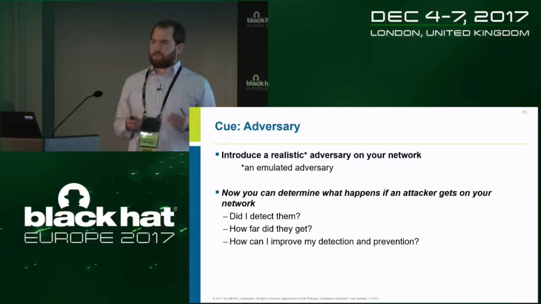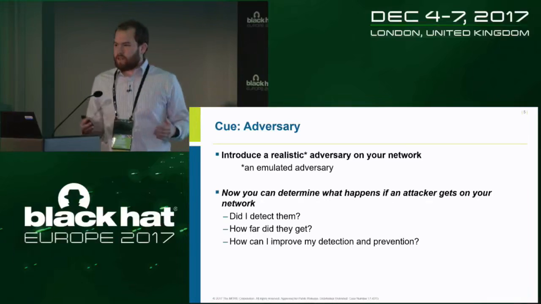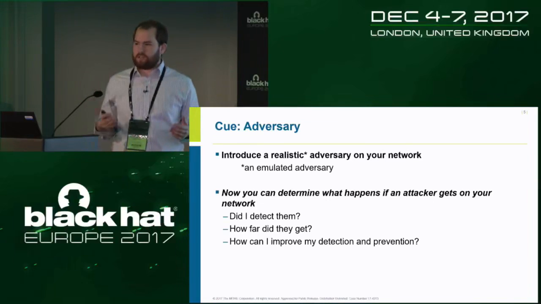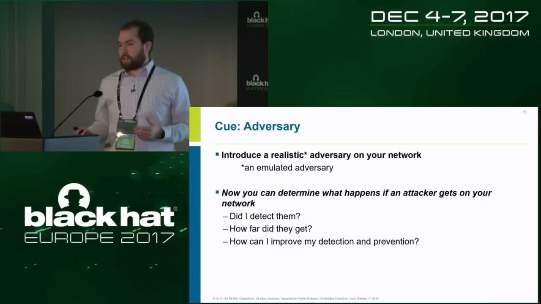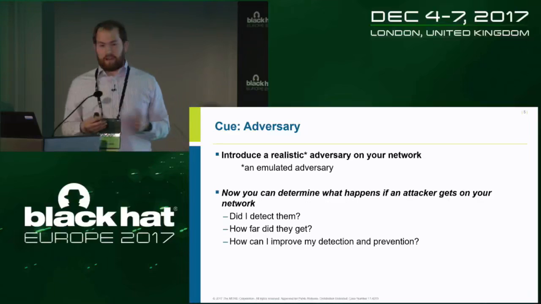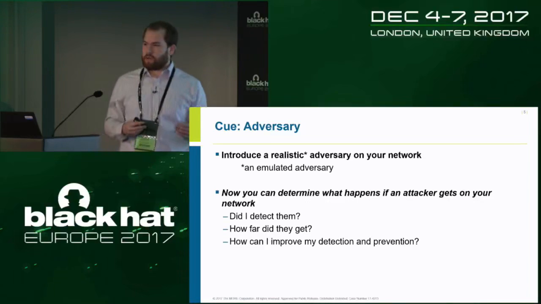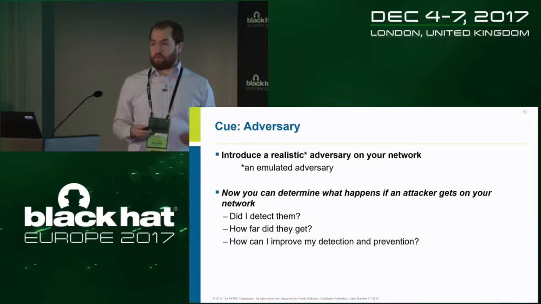Think about this for a second. If you have an adversary, you can actually see how far the adversary got. Were they able to move from my endpoint workstations to my core enclave? Did I detect them? Did I not detect them? And then you can peel back the curtains and think about what mitigations you could put in place. How can I prevent this in the future? And how can I improve my detection?